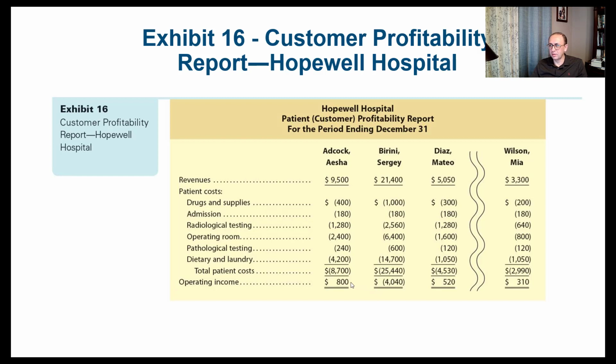Again, we assume that there should be profit in most cases, but here, for this patient, the total patient cost based on that allocation was higher than the revenue that was generated. For whatever reason, I don't want to go into details because, again, this is just an example.